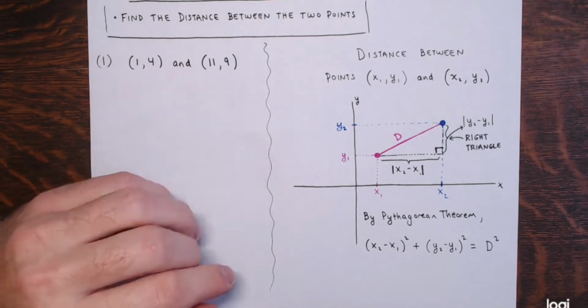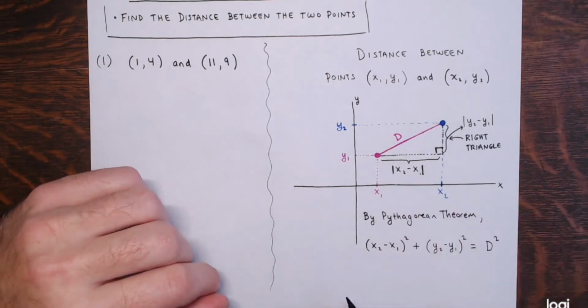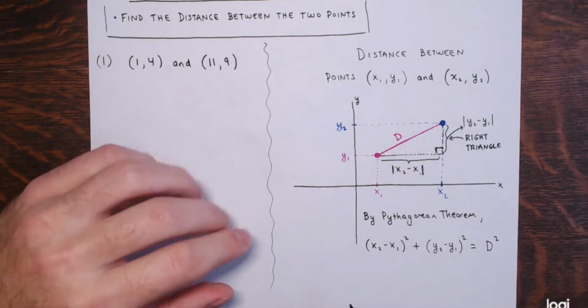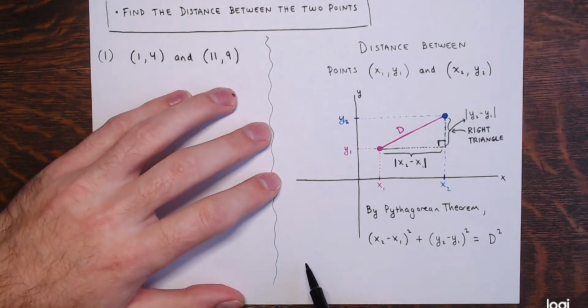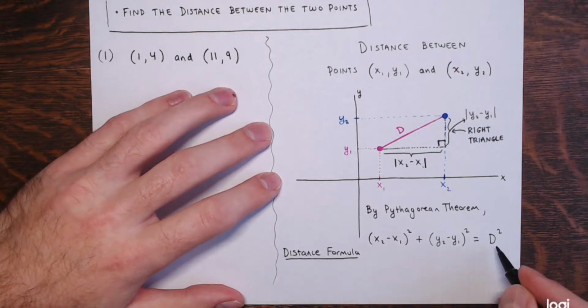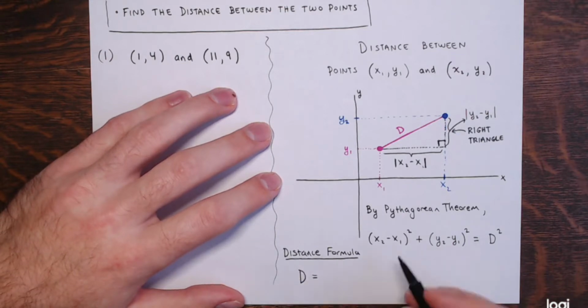I want the positive square root because this is a distance, right? We're not going to have negative distances. We get what's called the distance formula. And here it is: d, the distance between the two endpoints of that segment, is a big square root.